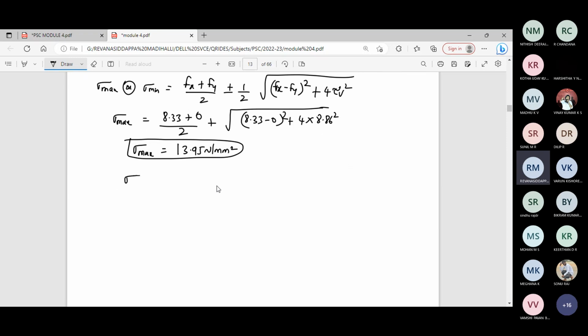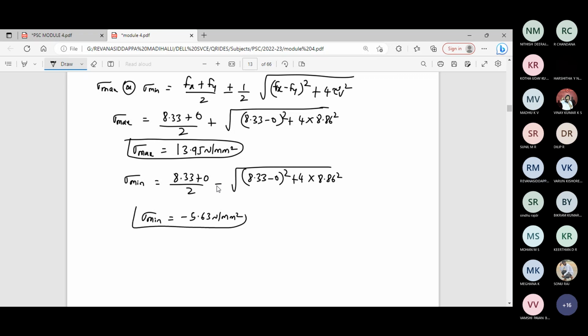And sigma minimum is equal to 8.33 plus 0 whole divided by 2 minus root of 8.33 minus 0 whole square plus 4 into 8.86 square. Sigma minimum is equal to minus 5.63 Newton per mm square.